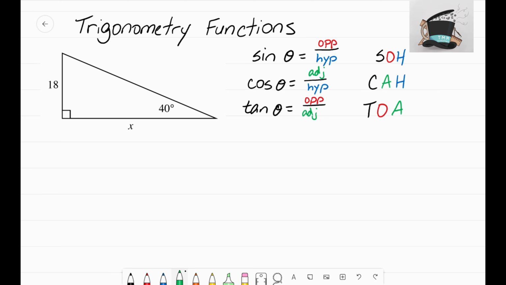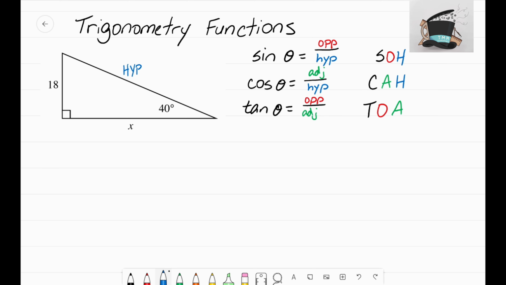So I always like to start off with the hypotenuse. I'm labeling mine in blue, and the hypotenuse is always the side that's opposite your right angle. So here's my right angle. It's always the side that's opposite the right angle. So I know this side here is my hypotenuse, because it's the one opposite the right angle. Also, the hypotenuse is always the longest side of a right triangle. So that can help you too.